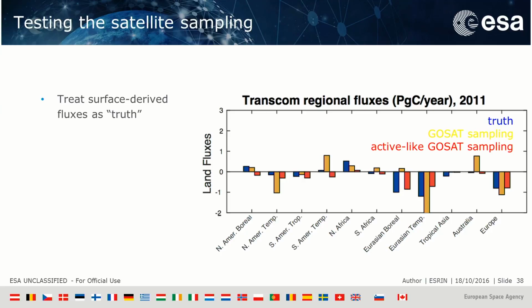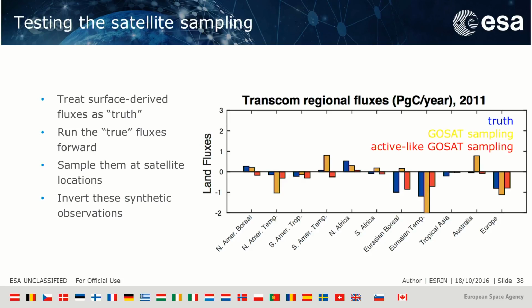But then we have to ask it in reverse. Let's test the satellite data. Can the satellites see it? So now we're going to say the surface-derived fluxes are true. We run our true fluxes forward, sample them at satellite locations, and invert these synthetic observations. And okay, good, you can read that there. Yellow is always tricky. And what we see, so our truth now is blue, and the GOSAT sampling is yellow, and the GOSAT sampling does not do very well in the far north, which isn't hugely surprising because we're not measuring a lot in the winter.